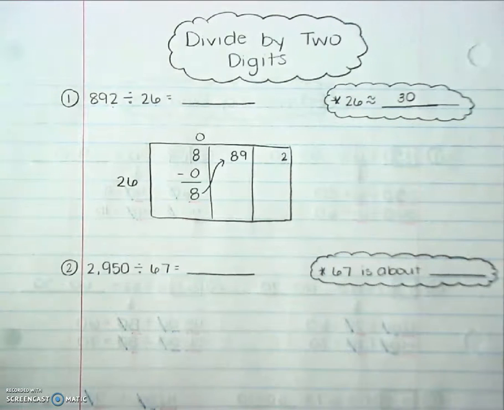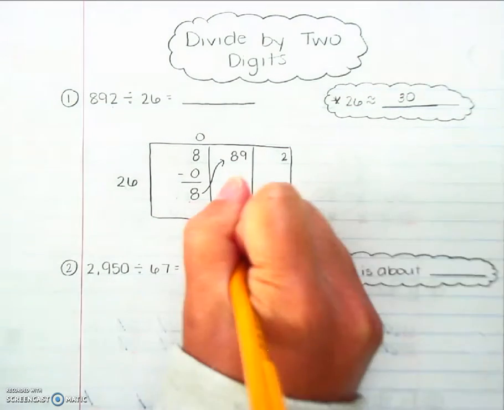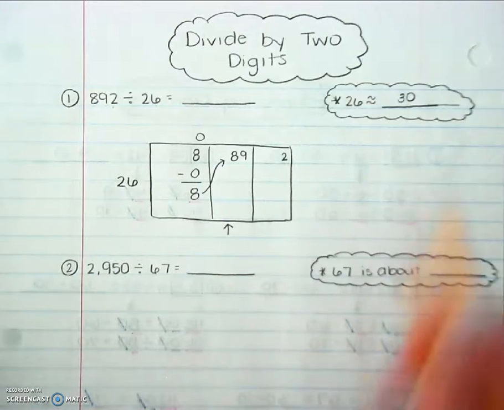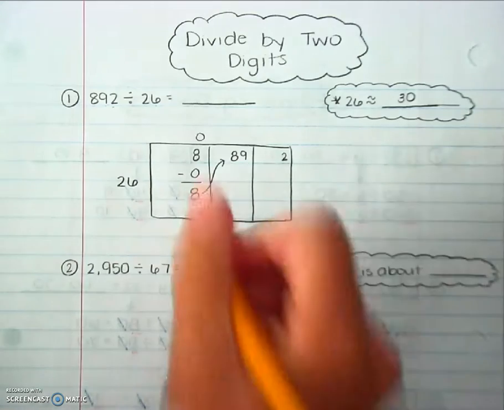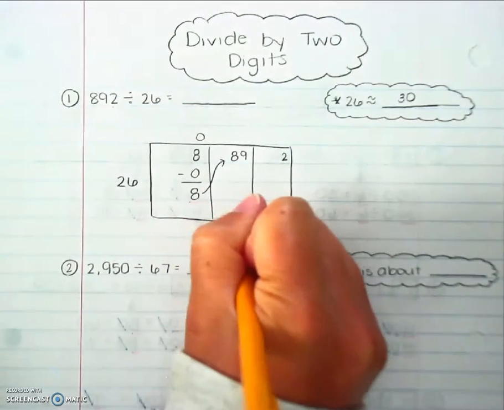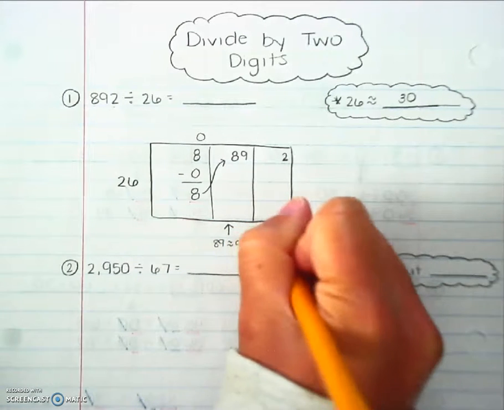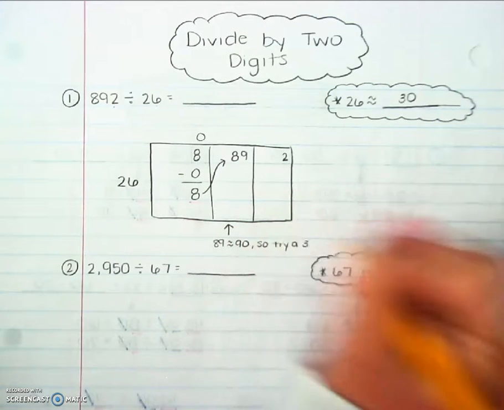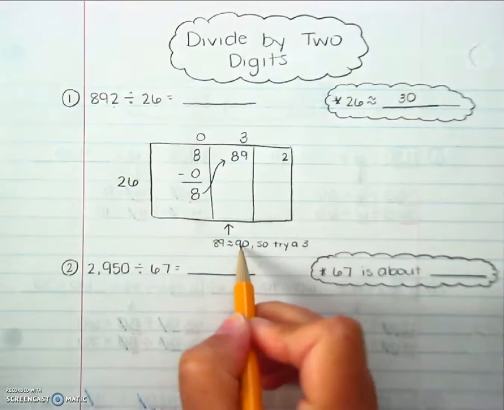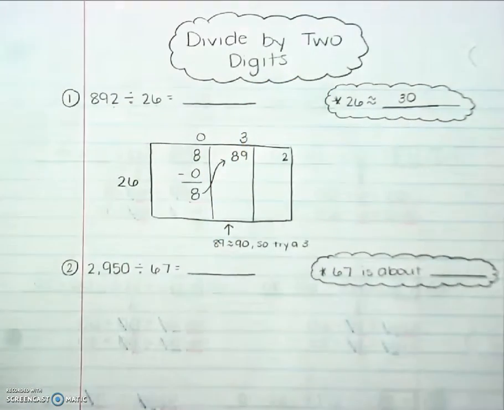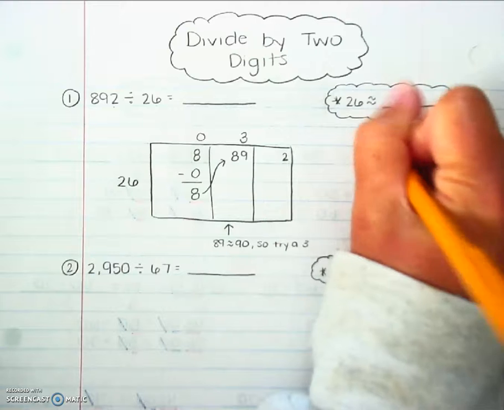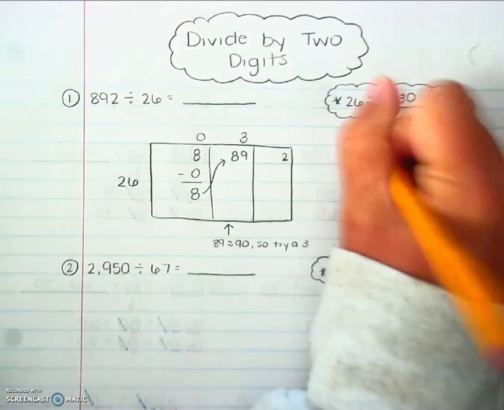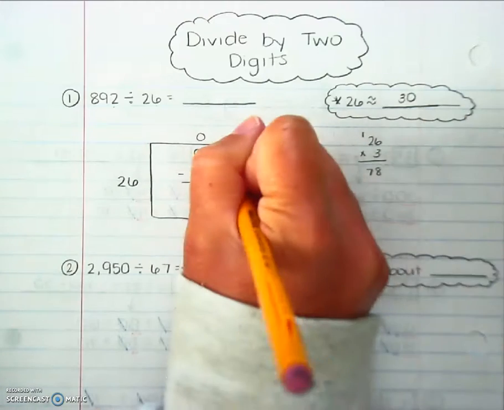Now, 89 and 26. This is where that estimating skill is going to come in handy. I already knew that 26 was about 30. So I need to think about, if I'm skip counting by 30, what do I hear that gets really close to 89? Well, 89 is about 90. So I'm going to try a 3 as my digit here, because 3 groups of 30 is 90, so maybe 3 groups of 26 will get me close to 89. Off to the side, I'll do my 26 times 3. 3 times 6 is 18, bring down the 8, carry the 1. 3 times 2 is 6, plus 1 is 7, so that's 78.